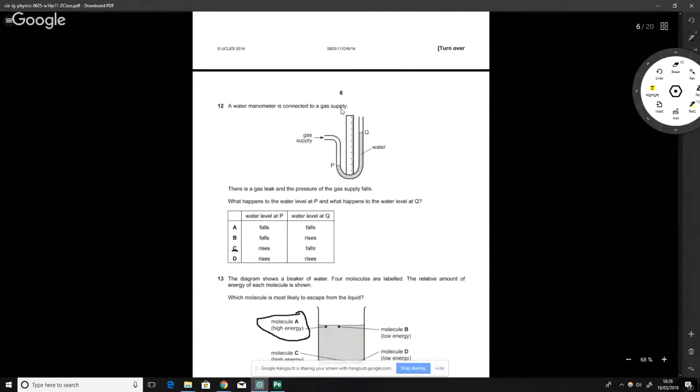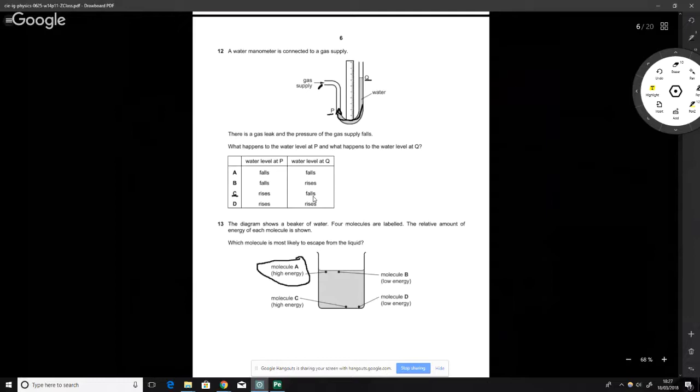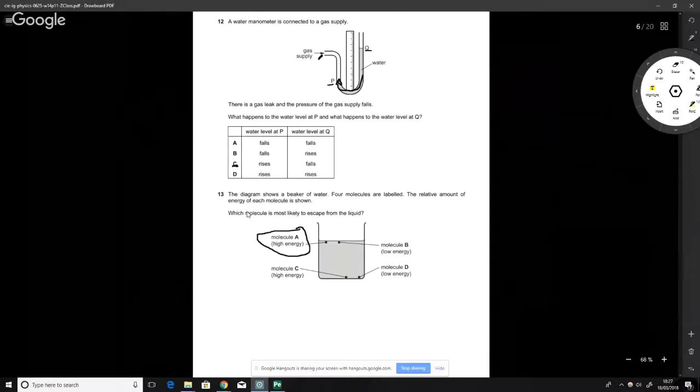All right, it's connected to a gas supply. There is a gas leak, and the pressure on this side falls. What happens to the water level at P, and what happens to the water level at Q? If the pressure here falls, the water is going to try to regain equilibrium at a lower pressure, so it's going to move in this direction. As it moves in this direction, P rises, Q sinks, and there we have it, answer C.